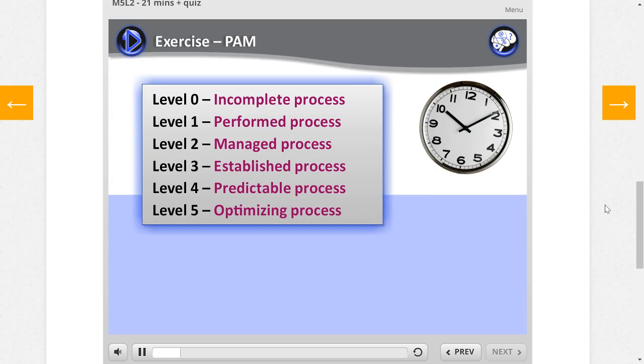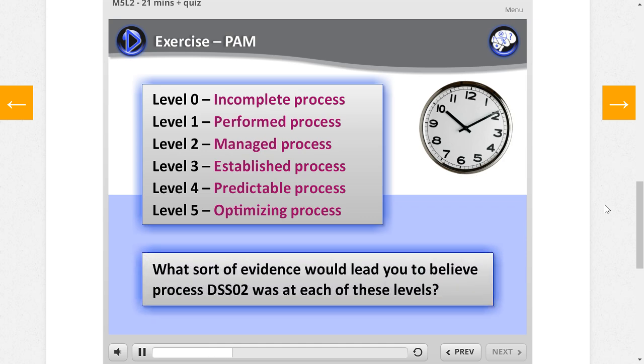You can see the process capability levels here. What sort of evidence would lead you to believe process DSS02 was at each of these levels? For example, if users rang anyone they knew in IT support to get something fixed and nothing was documented, you might rate that as level 0.